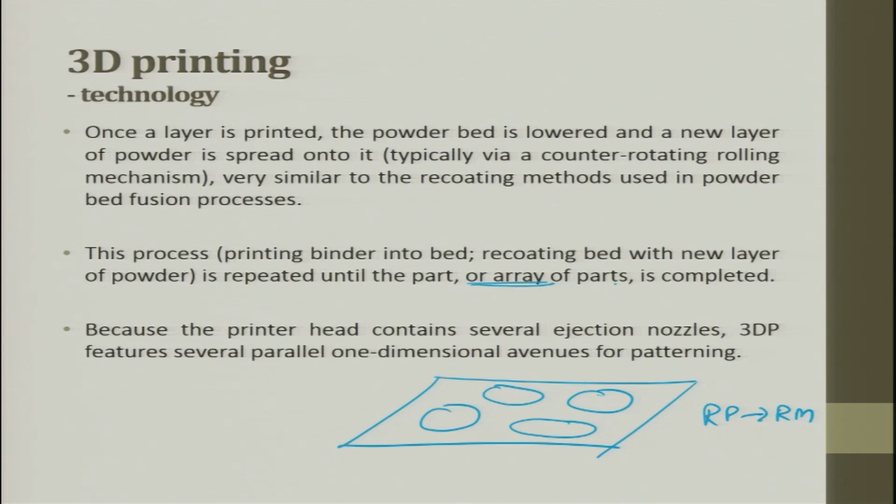An array of parts is completed because the printing head contains several ejection nozzles, so 3D printing features several parallel one-dimension avenues for patterning.